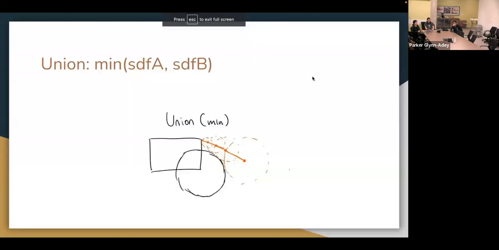Now that we have these two shapes, one thing we notice is that they have to be in separate images. We can't combine them with what we know now. So let's find a way to combine these. To take the union of two shapes, we take the minimum of their two SDFs. So the distance is given by the minimum of your first SDF and the second SDF.